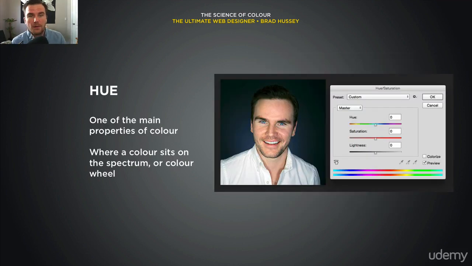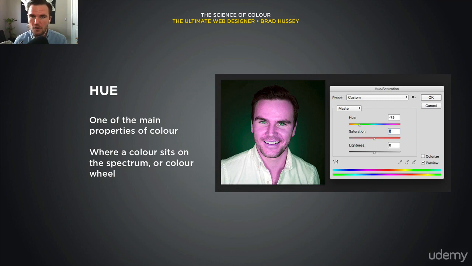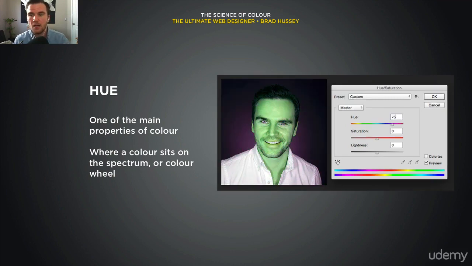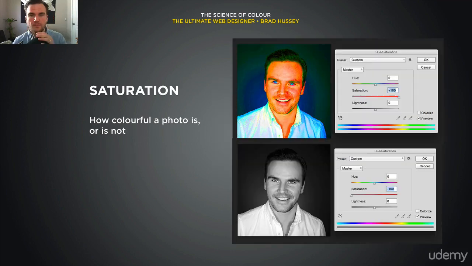Hue is one of the main properties of color, where a color sits on the spectrum or the color wheel. So here we have a picture of my head, and I opened it up in Photoshop just to show you basic examples of how varying hue can change the color. So I brought the hue down, and now I'm starting to look a little bit purple. I brought the hue up, and I'm looking a bit green.